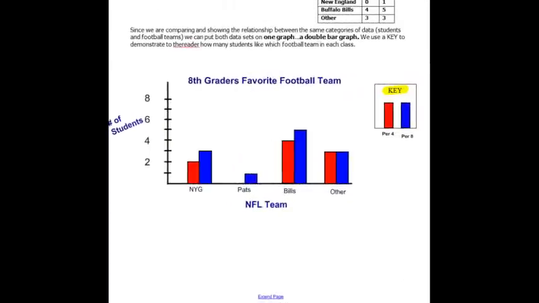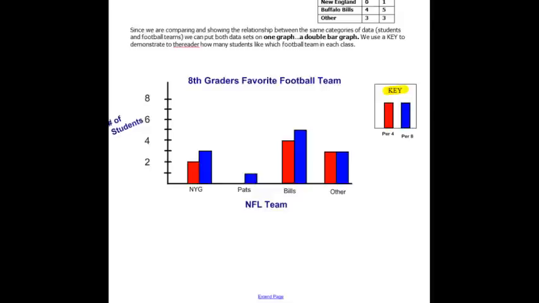So here's the bar graph that I got, and notice I have a key for each period. I have my Giants, my Patriots, my Bills, and other. I can easily determine for which periods has a distinct difference in their opinions and which ones are kind of close. All kinds of things I can look at in that bar graph.